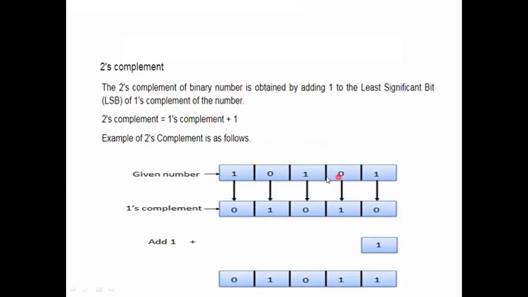Take the given number. First it is converted into the ones complement. Next, add 1 to the LSB. Then 0 plus 1 is 1, giving 1, 1, 1, 0, 0, 1, 1, 0. This is the 2's complement for the given number.